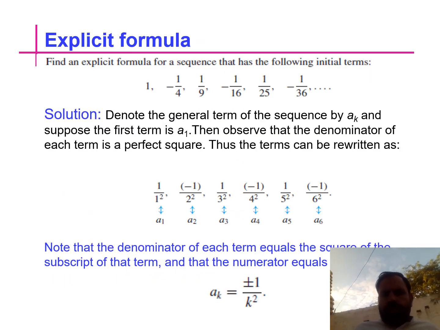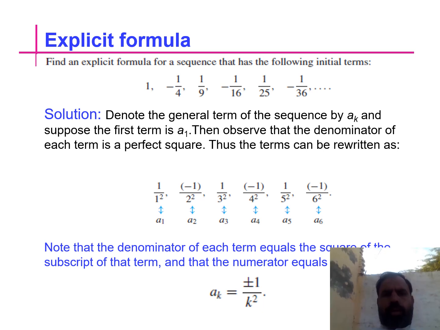Explicit formula. Let us find an explicit formula for a sequence that has the following initial terms: 1, minus 1 over 4, 1 over 9, minus 1 over 16, 1 over 25, minus 1 over 36. We denote the general term of the sequence by a_k, and suppose the first term is a_1.